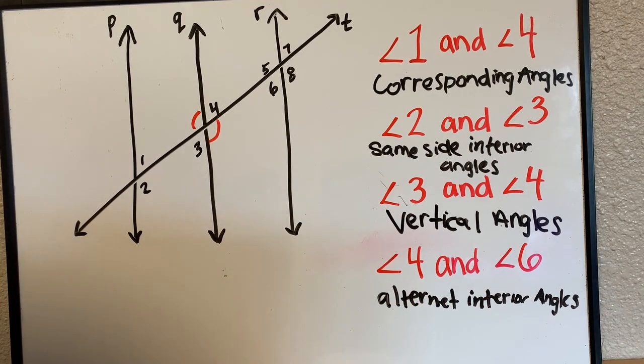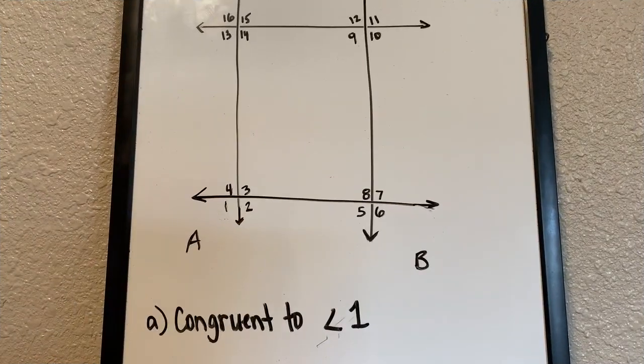Let's take a look at another example. All right, so in this example, we're going to take a look at angles that are congruent to angle 1 and congruent to angle 8. And then we're going to explain a little bit about why some of them are congruent to each other.